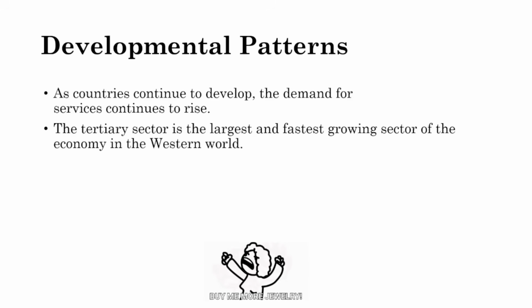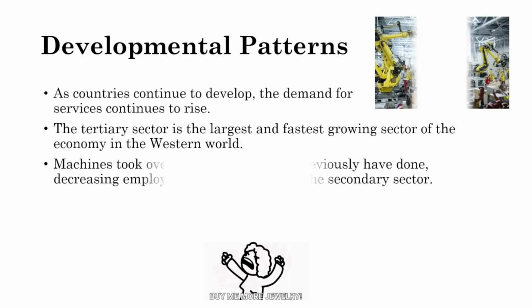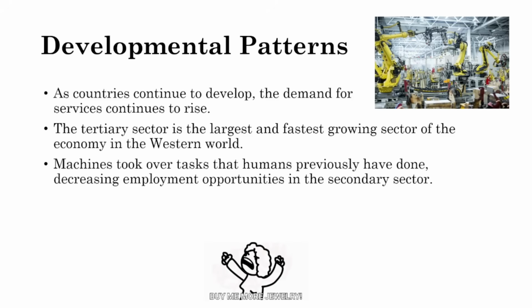And the tertiary sector today is the largest and fastest growing sector in the Western world. Over 50% of the modern world is in the tertiary sector, so majority. Machines took over tasks previously done by humans in factories. So not only have they done that in agriculture, but now they're doing it in the secondary sector. And so people are moving for jobs to the tertiary sector. So they're going from the secondary to the tertiary sector because they still need incomes. They still want employment opportunities.